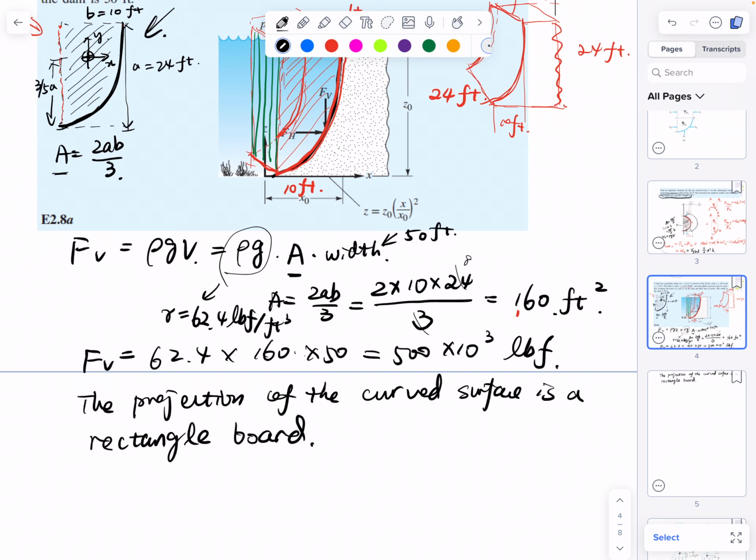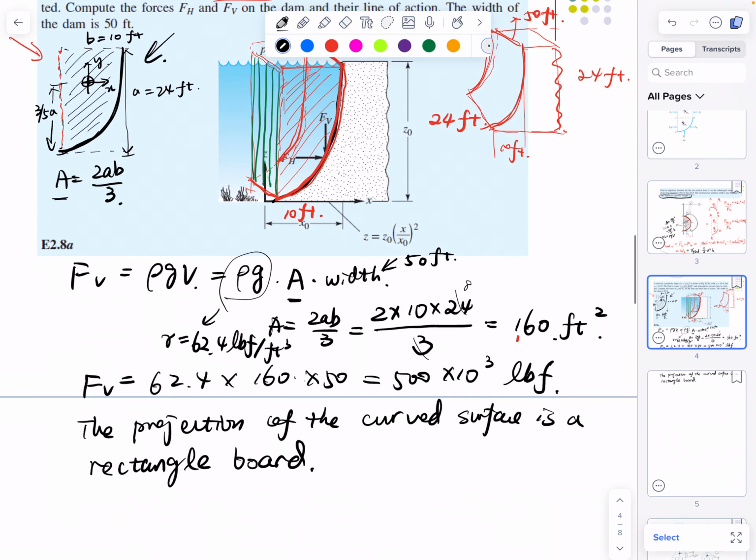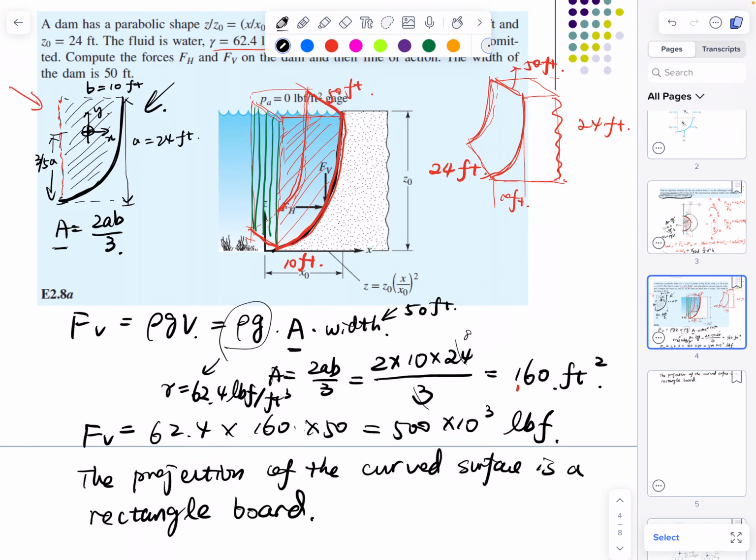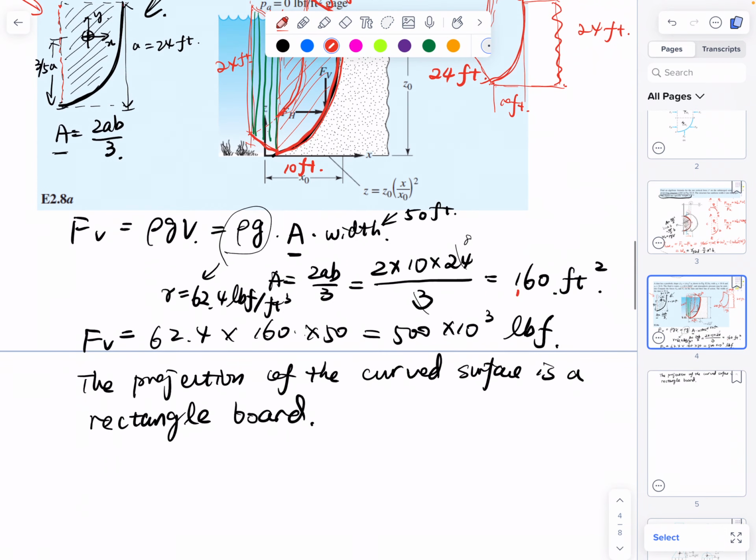It's a rectangle board. And what is the area of this board? Based on what's given, we know this line is 50 feet, and here is 24 feet. So A can be calculated as A equals 24 multiplied by 50 equals 1,200. 1,200 square feet, right?